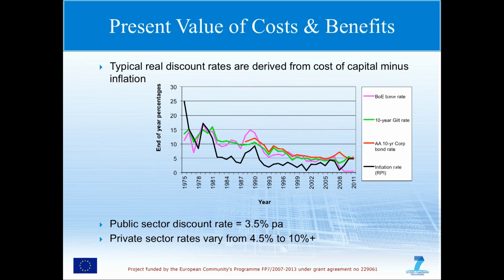For public sector, it's very easy. We have a 3.5% discount rate. It's laid down by Treasury. We use it. It takes away all of the complications.